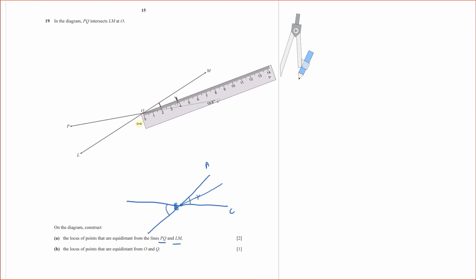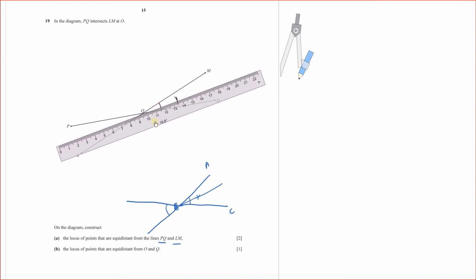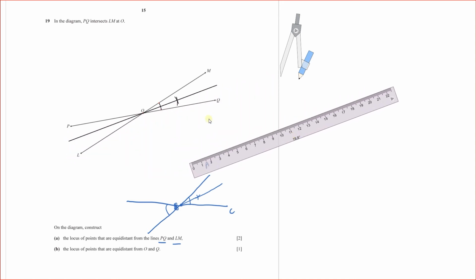Let me actually make this bigger so that I can draw it to the other side as well. So this is one of your angle bisectors for both of these angles, angle MOQ and angle POL.